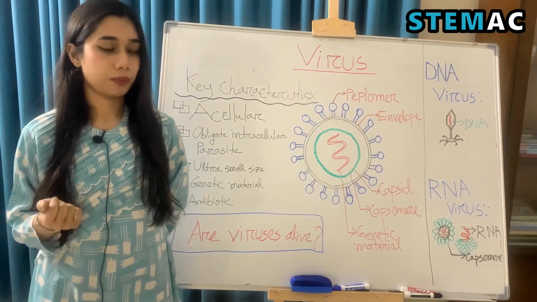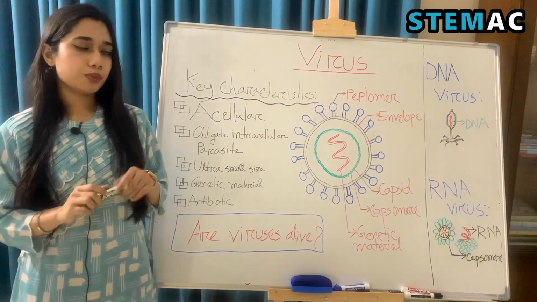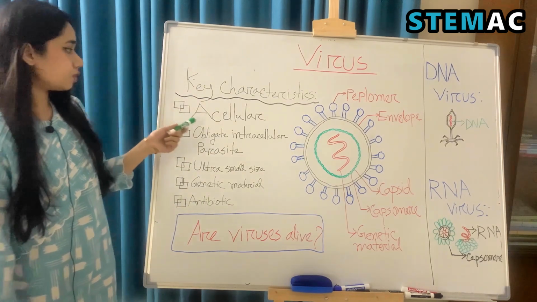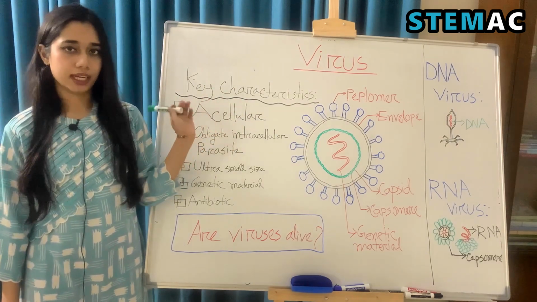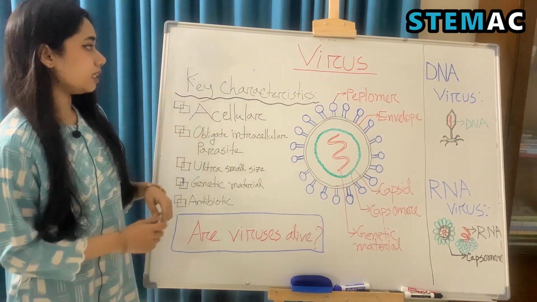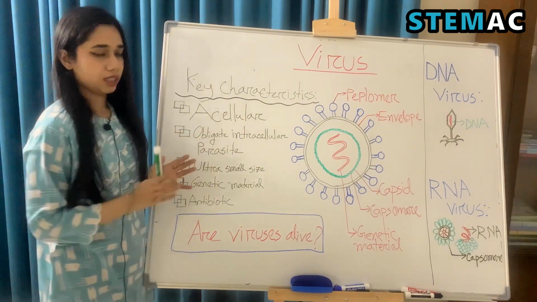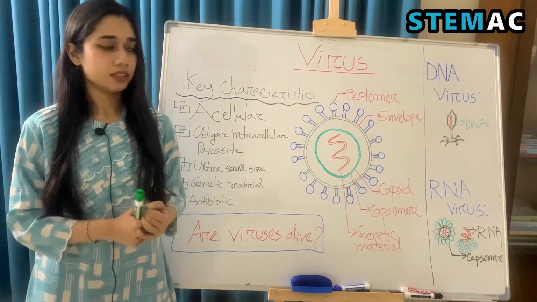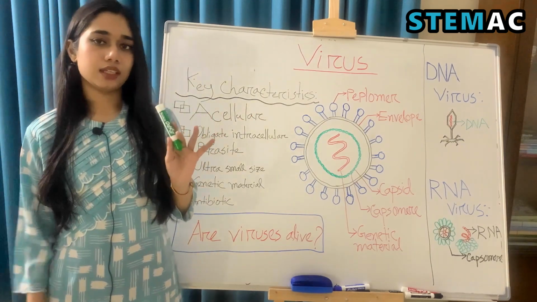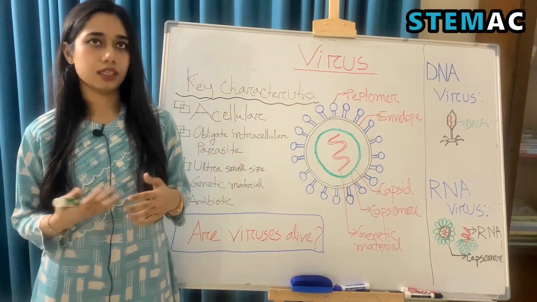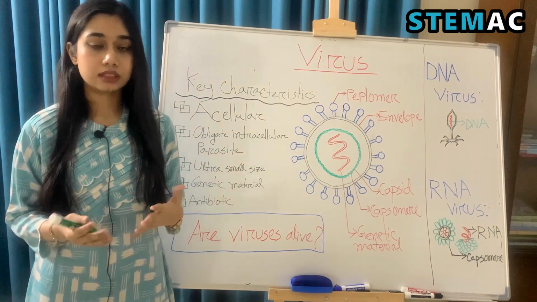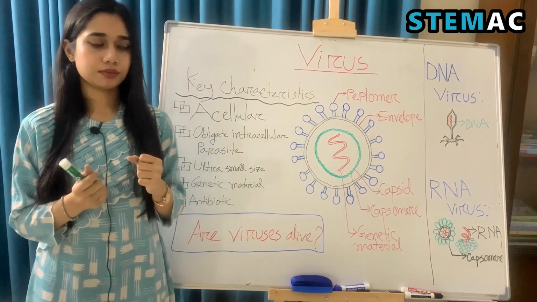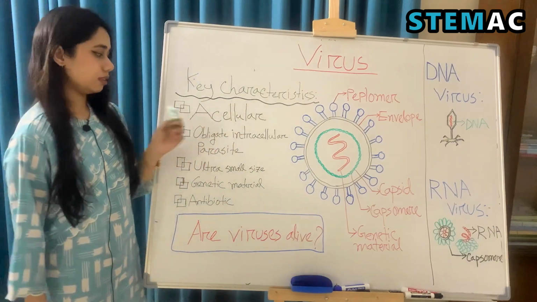They are that small. So if we want to talk about some key characteristics of viruses, first comes acellular aspect of virus. So acellular means they are not made of any cells. So unlike human cells like us or bacteria, viruses do not have any cytoplasm or any cell membrane or even nucleus. They are just genetic material inside of a protein coat. So they are not made of any cell, they are acellular.